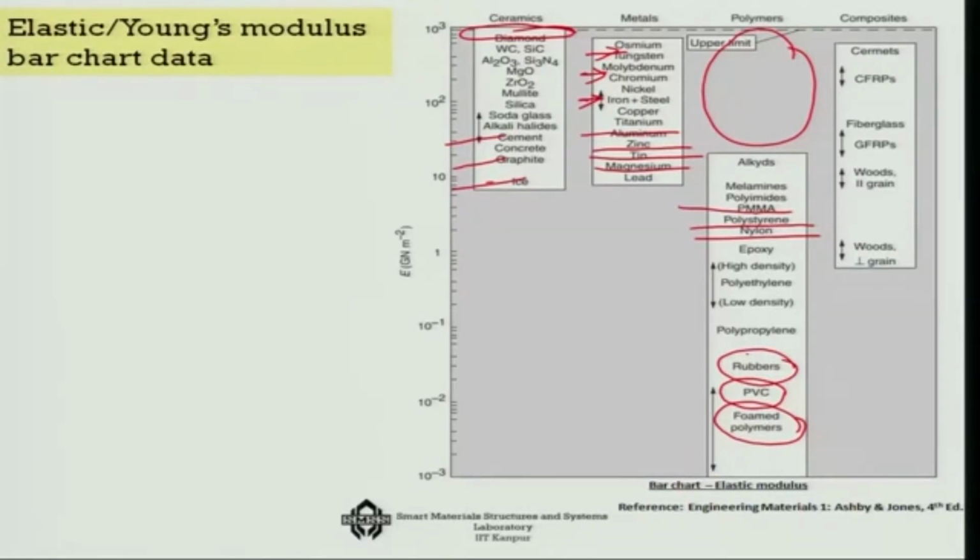Then if you look at the composites, the natural composites are generally softer, something like woods, etc. But the man-made synthetic composites actually have a modulus of elasticity which is comparable with the metals, CFRPs, fiberglasses, etc. So that is why composites are replacing the metals wherever high stiffness is required. That is a comparison chart which you can keep in your mind.